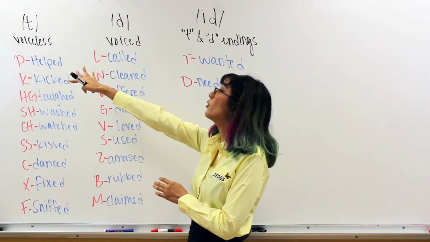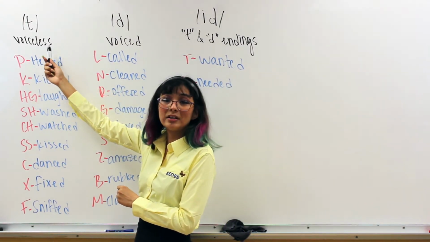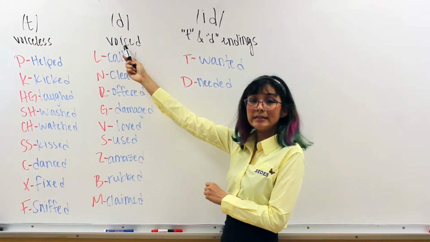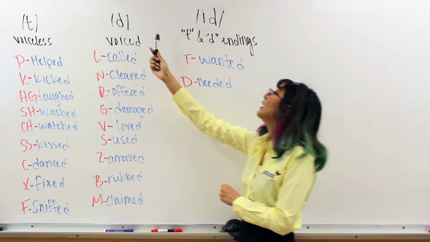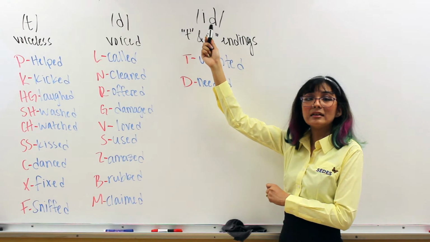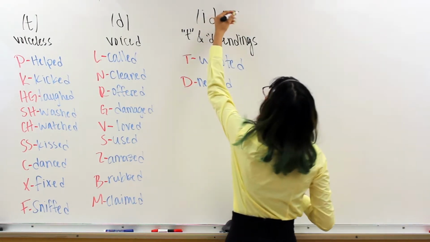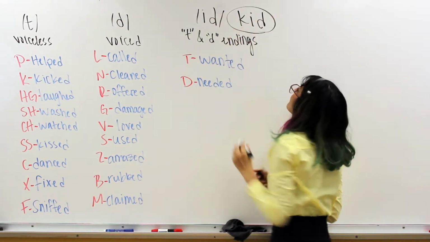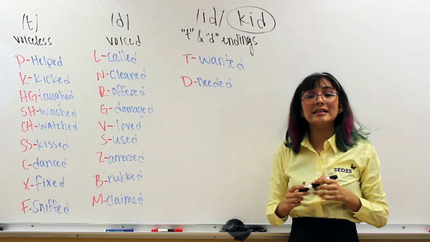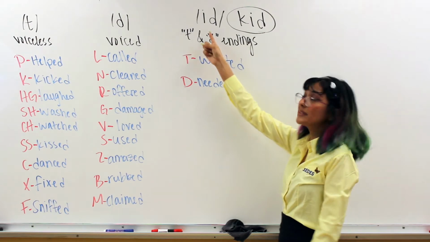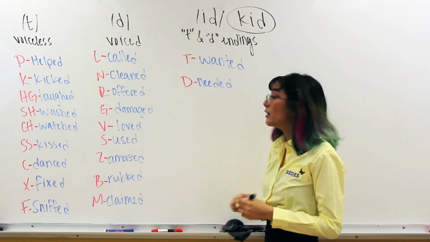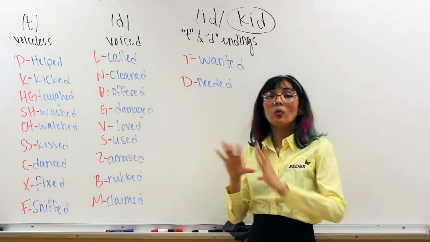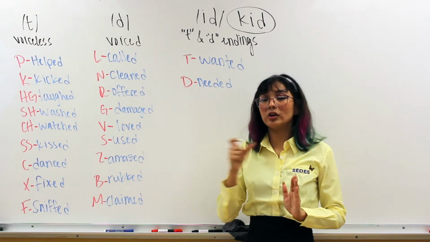We have here voiceless with T, or T sound. Here we have voiced, D. And here we have id. Think about id like you're saying the word kid. When you say the word kid, id, right? That's the same pronunciation you're going to be using. So these are the rules. This is basically your rules of when to pronounce certain words.